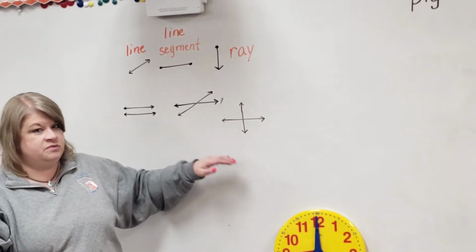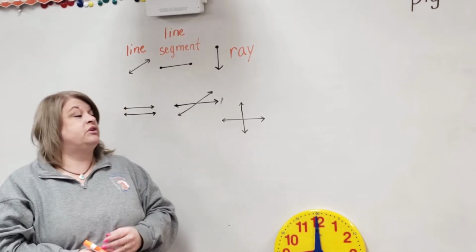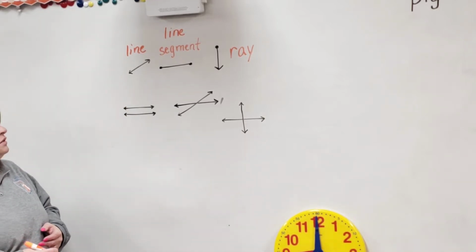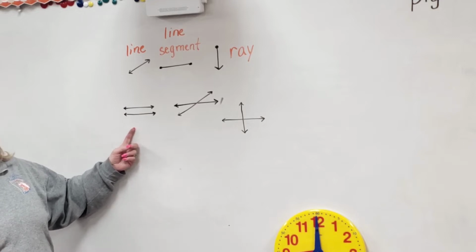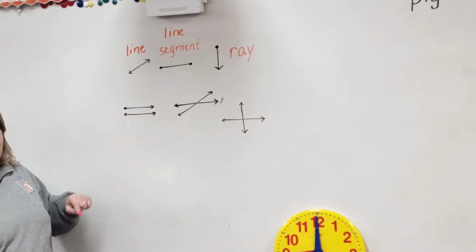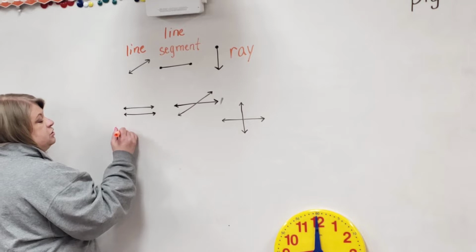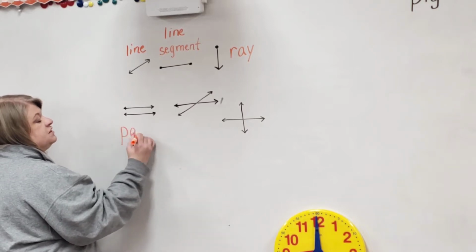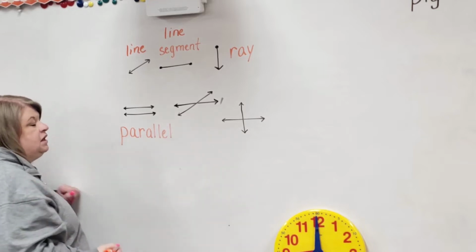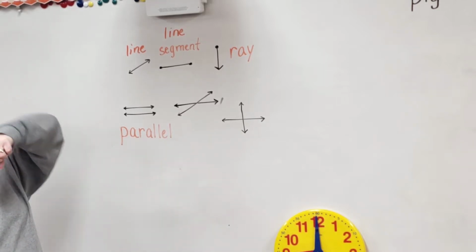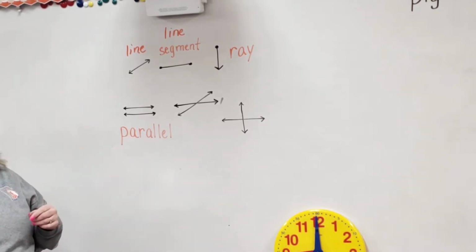Now we have some special lines when there are two or more lines. What if they never, ever will cross? What kind of lines are those? Now we're getting into the big words. They're called parallel lines. They can go in any direction, but if they never cross, they're parallel.